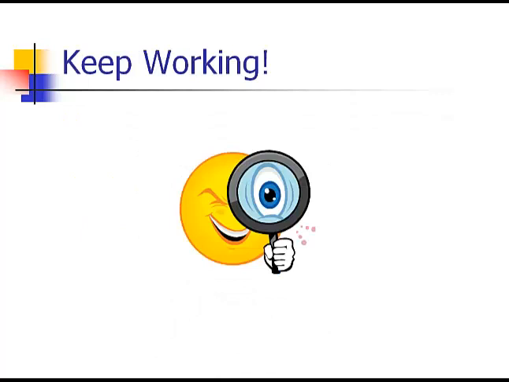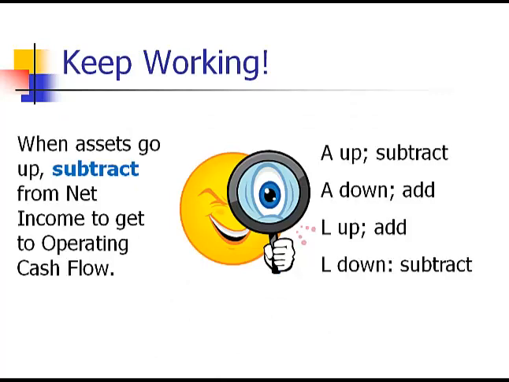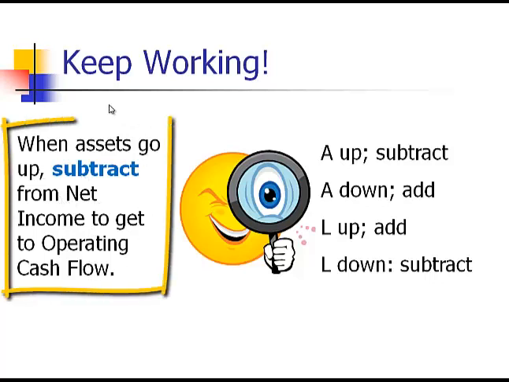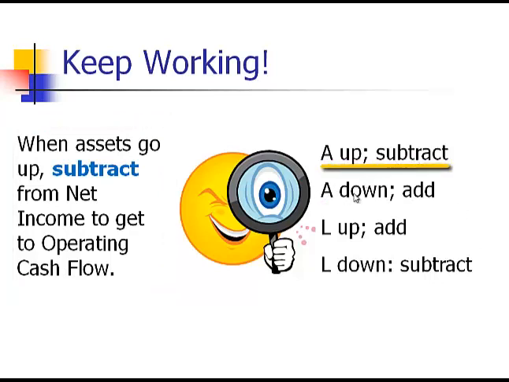This takes a little while to soak in. There is a little secret to it. Here's my little secret, the mechanics, to be sure that you get the direction right when you're building an indirect cash flow. When assets go up, you subtract that shift from net income to get to operating cash flow. If you can remember this piece, you can get all four pieces. If assets are up, subtract. If assets are down, the opposite, add.